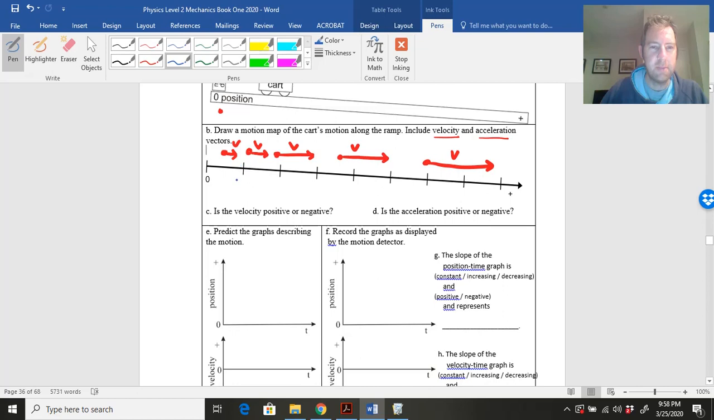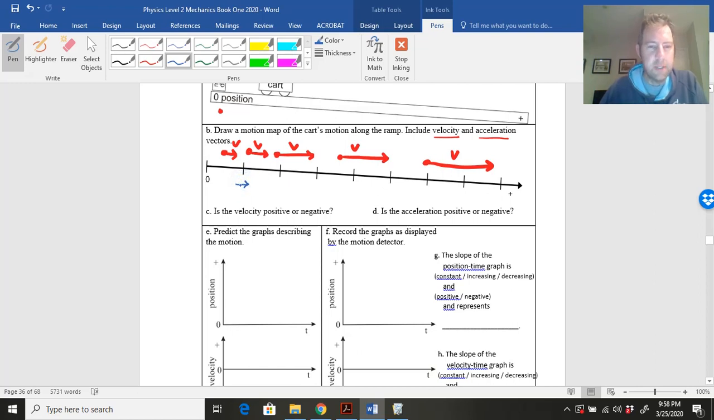I don't have room here, so I'm just going to do it underneath the measuring tape. It doesn't matter where you do it. But my acceleration vectors are always in between my velocity vectors. So that's in between, and I put an A on it.